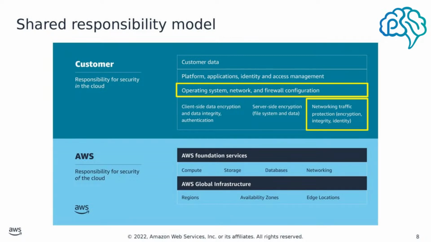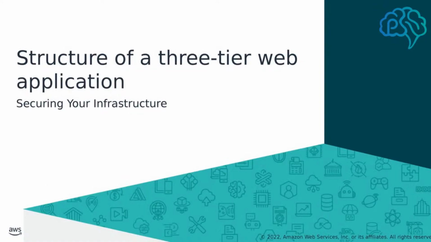And now for AWS, it's responsible for the security of the cloud. This includes things like AWS Foundation services for compute, storage, databases, and networking, and also the AWS global infrastructure. And this would include things like regions, availability zones, and edge locations. So let's talk now about building out an application. And we can think of this as a 3-tier web application as a good thing to talk about.